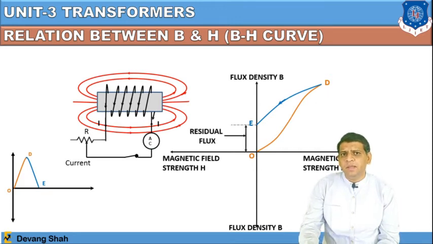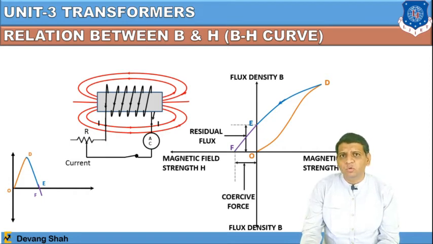Now, how can I make this residual flux 0? In the opposite direction, I have to apply the signal. So in the opposite direction, I have to apply the force, which is a magnetic field strength. And once you apply in the opposite direction, as part of E to F, you can see here, the density becomes 0, right? For that, I have to apply a force in a negative direction, in a reverse direction. That particular terminology we define as a coercive force, where the value of flux density becomes 0, but the magnetic field strength is in a negative direction.